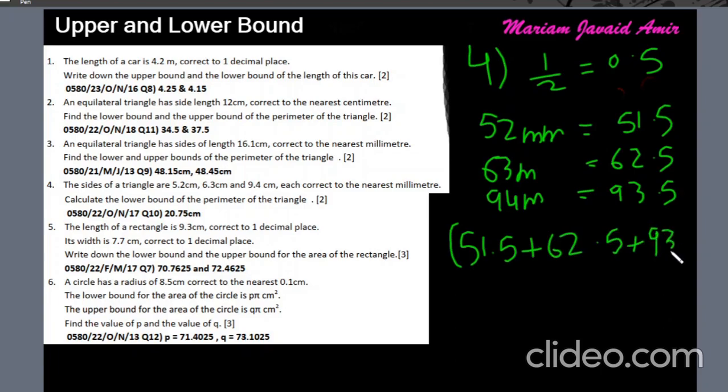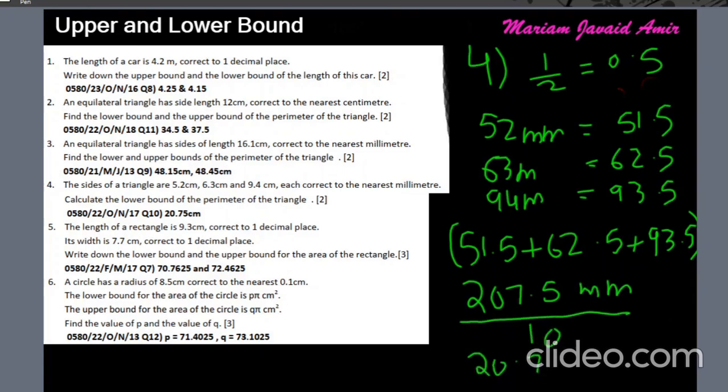We have to find the perimeter, so add all 3 of these lower bound lengths and we should get the answer. Then we'll change the value back to centimeters. 41.5 plus 62.5 plus 93.5 gives 207.5 millimeters. Divide it by 10 and we get 20.75 centimeters. Answer for question 4.